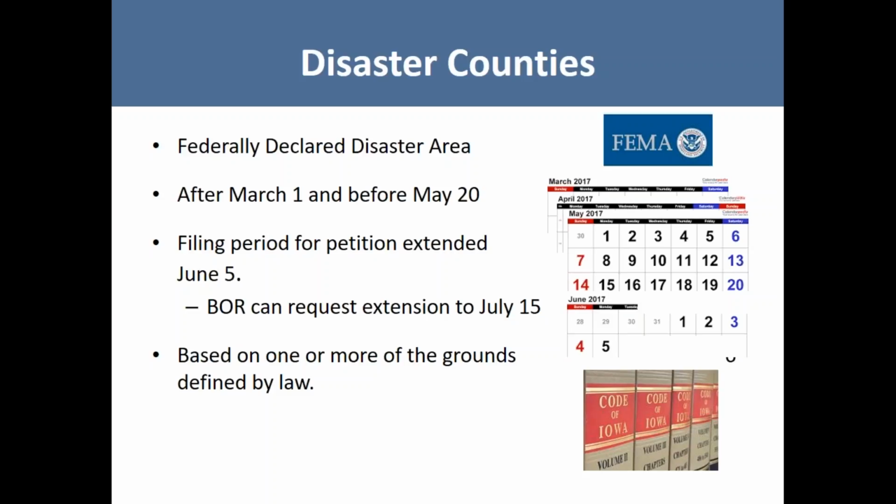The filing period for the petition is extended up to June 5th. So the window of time that a disaster area is declared is between the 1st of March and the 20th of May. The window of time for filing a petition is extended until the 5th of June. And the Board of Review can request that extension so they have time to review these protests up to the 15th of July. Now, again, in the event of a disaster county, a federally declared disaster area, the appeal must be based on one or more of the grounds defined in the Iowa Code.